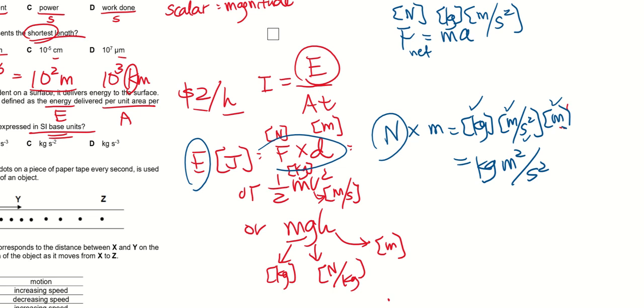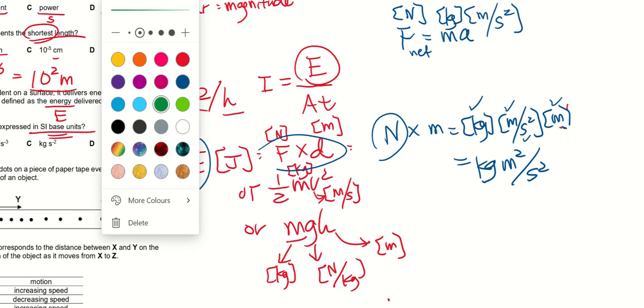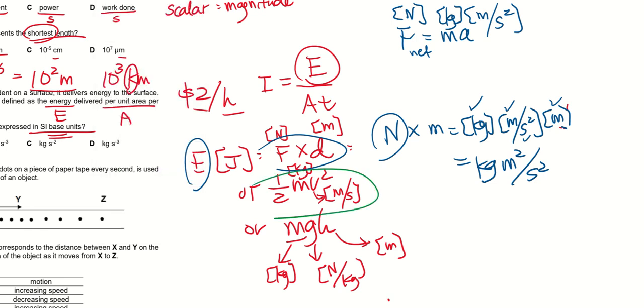Let's look at half mv square. So half mv square, it is this. Half doesn't have a unit, but the SI unit for mass is kg, multiplied by meter per second, whole thing squared.